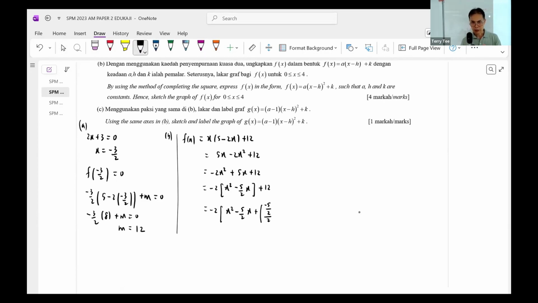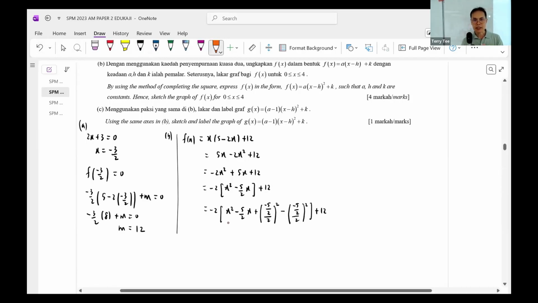You need to take half of it, or divide by 2, and you square it. Now, I know this is a bit annoying, like fraction divided by fraction. But in SPM, they want you to write like this. You plus first, then you minus, the same thing. Then close the bracket, keep the 12 outside.